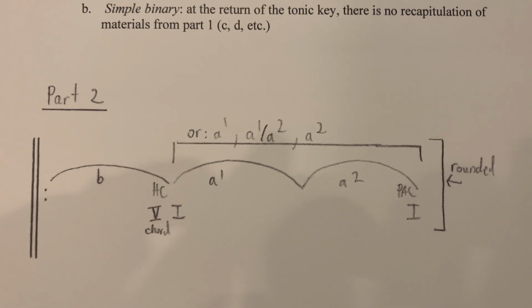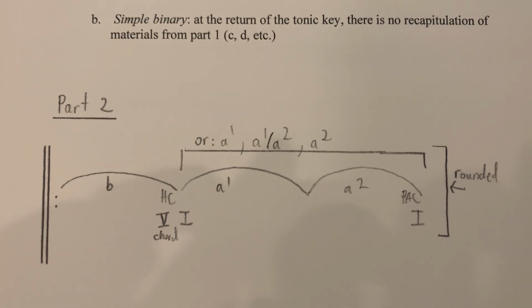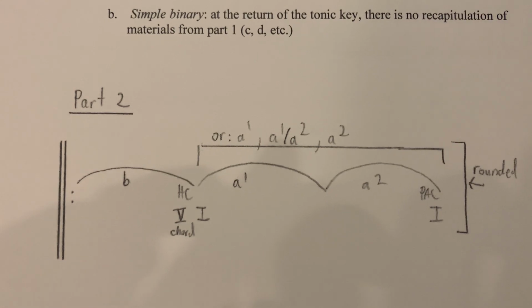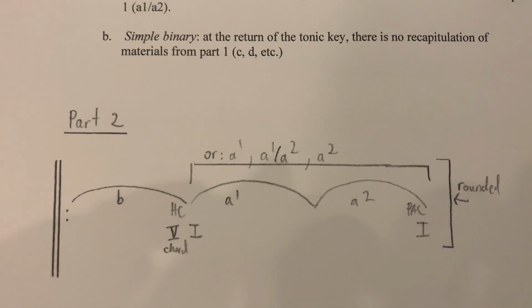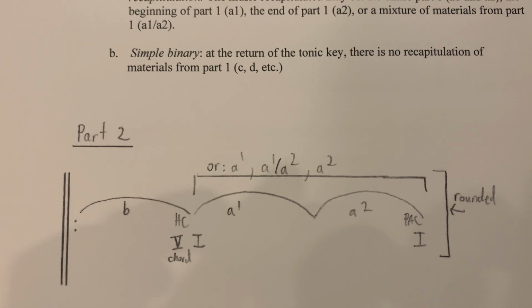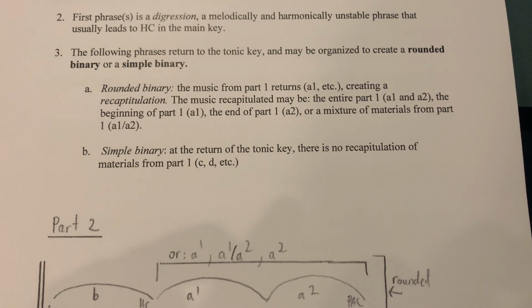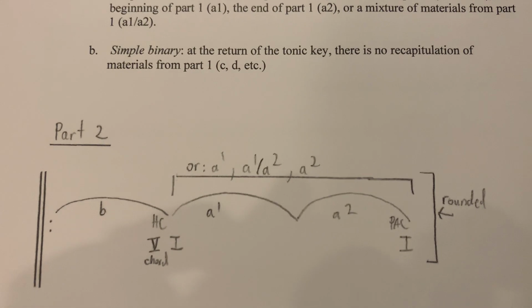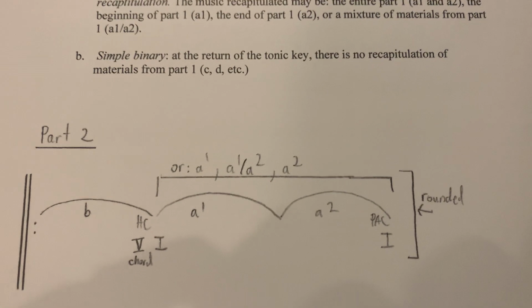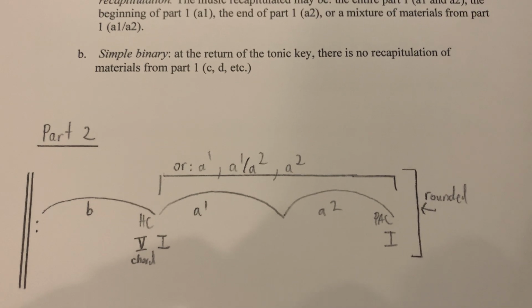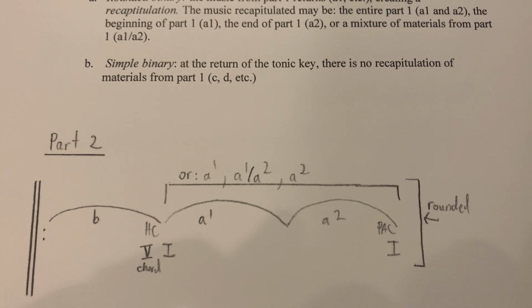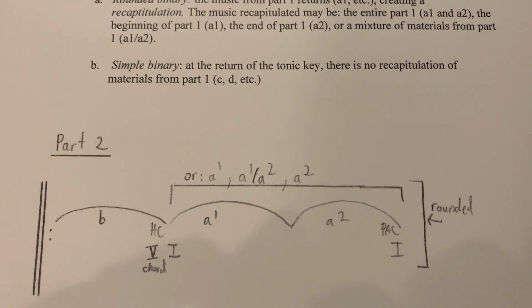But I think it kind of stands to reason. If you get A2 back, since this is usually a period structure, it's still the same material. And the opening idea is still going to be the same. So you get a similar effect. All right, now the other option, if it's not rounded binary, and again, rounded binary is the norm for classical era things. Baroque era, you might also get this simple binary. Here, at the return of the tonic key, there is going to be no recapitulation of materials from part 1.